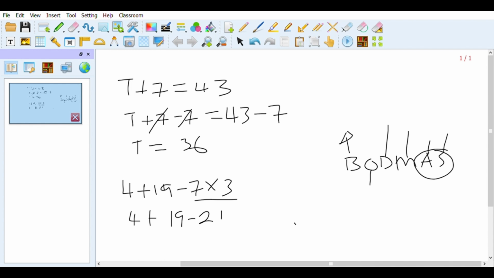So 4 plus 19 gives us 23. 23 minus 21 gives us 2.